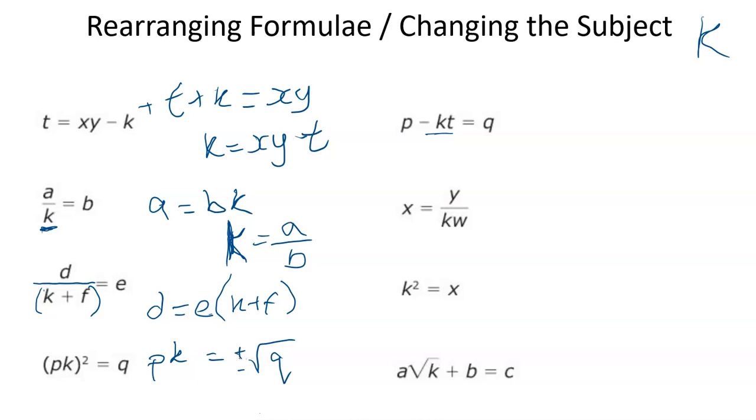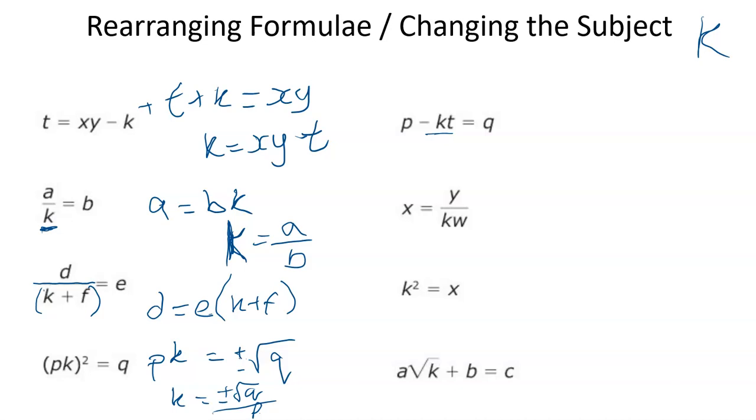And now I can get rid of this times. The opposite of timesing is dividing, so I can divide by the p and get that k equals plus or minus the square root of q all over p. And that's it, rearranged. I'm just doing the opposite maths in the reverse order. It's like pressing the undo button on the computer. You press Control Z and undo, and it undoes the last thing that you did, and then the next last thing, and the next last thing. We're trying to do that following the maths through.